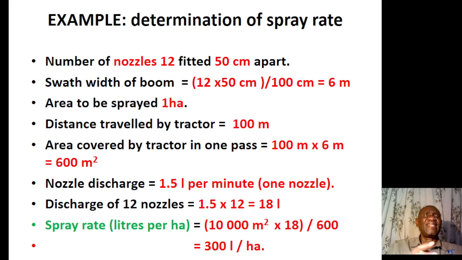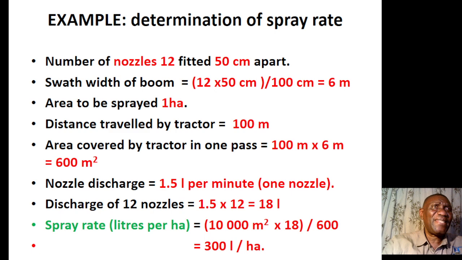So here is an example. We have a number of nozzles, let's say fitted on the boom were 12, and they are 50 centimeters apart. In order to get the swath of the boom, we multiply 12 by 50. The reason why we are dividing by 100 centimeters, we want to convert it to meters. That is the reason.